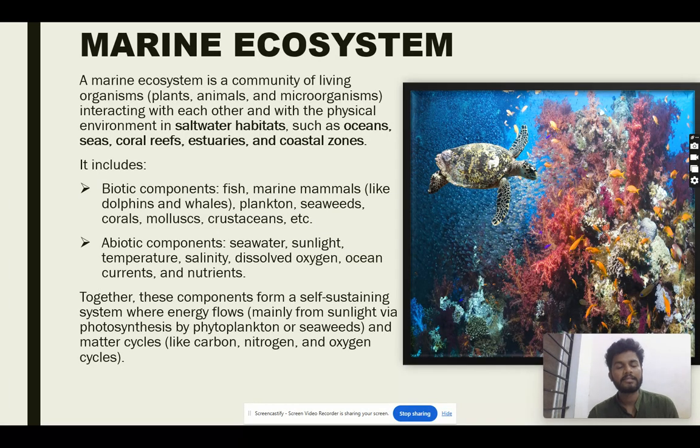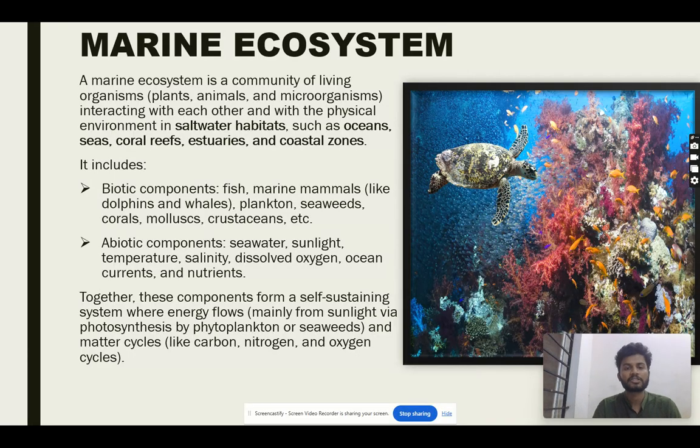So, initially, we'll have a brief introduction about what the marine ecosystem is. An ecosystem is basically any community which comprises all the biotic and abiotic components, wherein they live and coexist together. As the name suggests, a marine ecosystem is a complex self-regulating system of living organisms, comprising biotic as well as abiotic factors, present in the oceans and the seas.